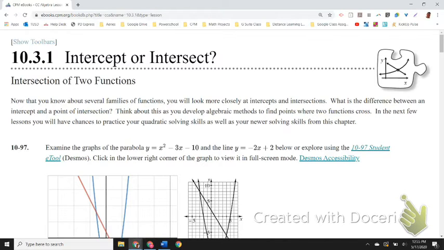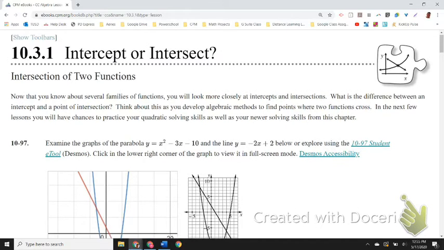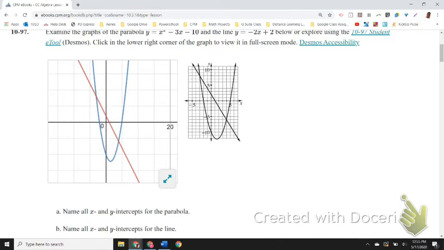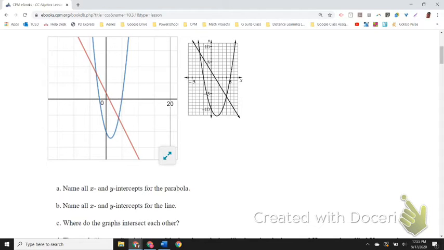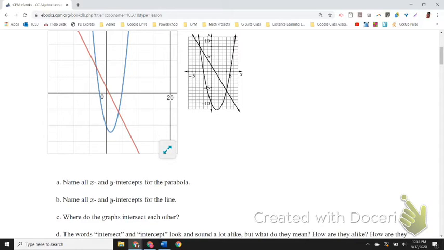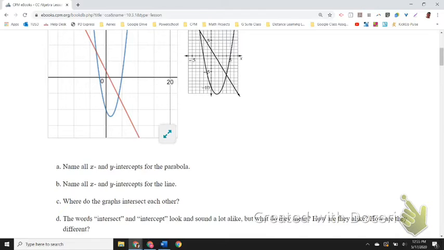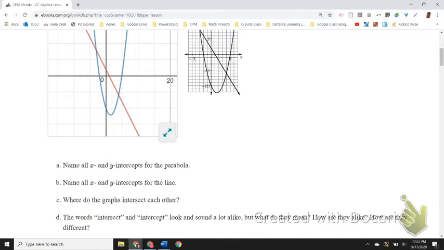So taking a look at 10-97 here, they give you two different equations, a quadratic and a linear, and they actually graphed it for you. So they give you two different graphs, or it's the exact same graph, but one is through Desmos, the one on the left, which is a little bit more interactive. The one on the right is just a pre-printed one. So we're going to take a look at the one on the right for now, because I want you to answer questions A, B, C, and D.